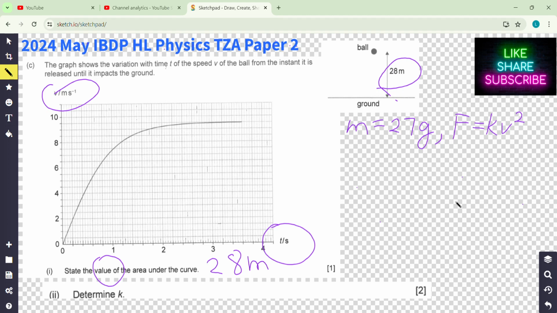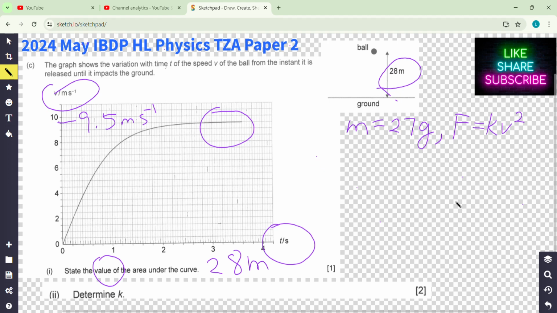Next one is more complicated, more calculation. Determine the value of k. So look here. You have to observe where the terminal speed is. Okay, this is the terminal speed, and then you look across to the left-hand side. Clearly, it is 9.5 meters per second. It is the terminal speed. So at this speed, the resistance force equals mg.